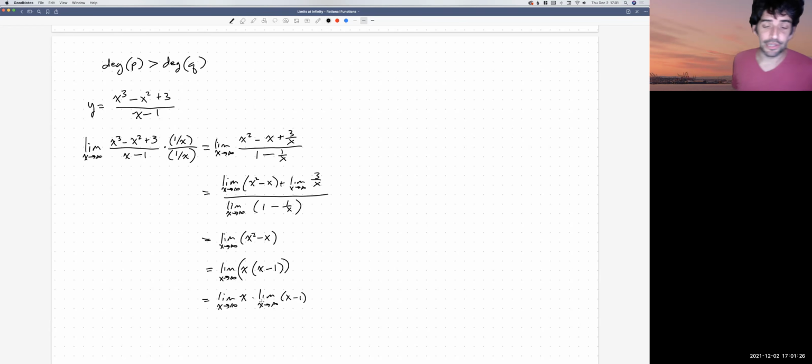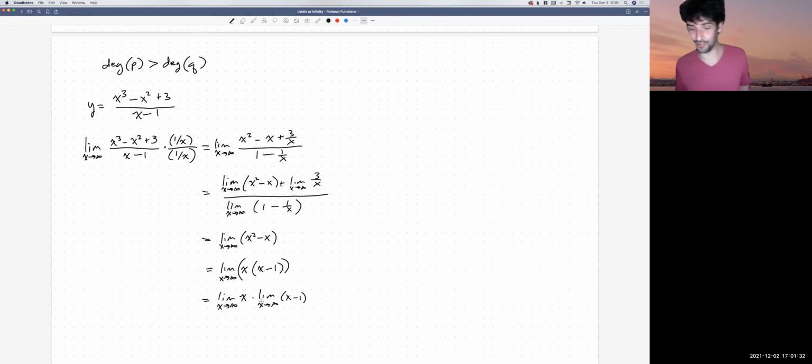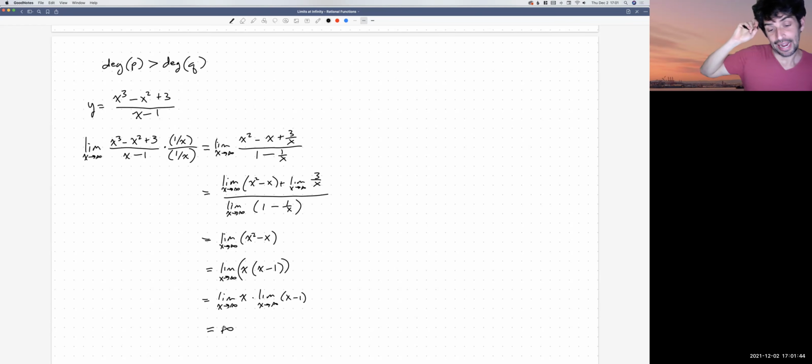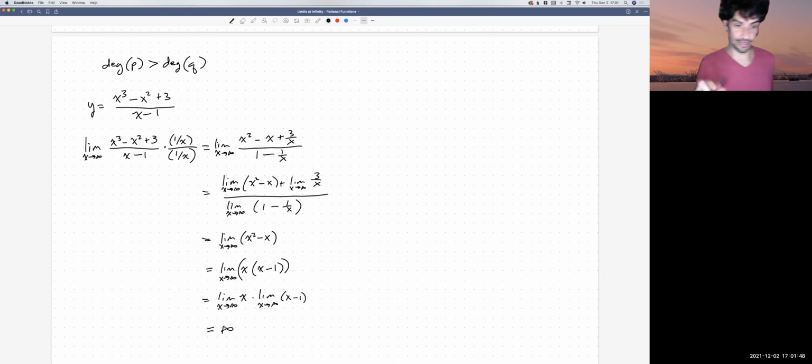Both of these limits are infinity, right? What happens to x as x goes to infinity? It goes to infinity. x minus 1 does the same thing, right? It's just one number behind. So we've got two incredibly large numbers that we're multiplying together. We get incredibly large numbers, and we get infinity. Okay, and so this limit is infinite.